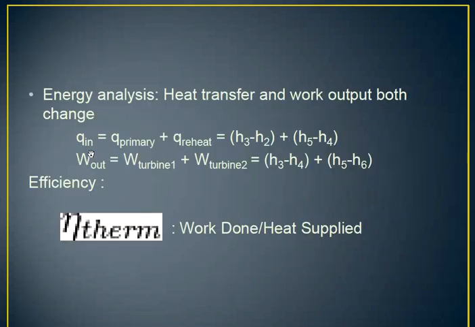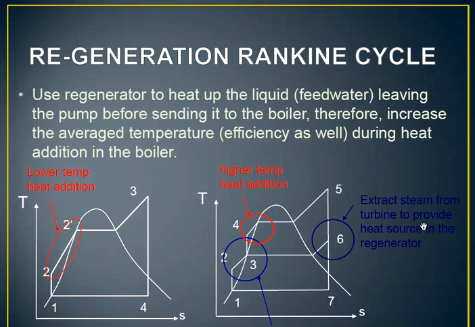So this is the energy analysis. This is Q in, that is Q primary, the initial heat supplied to the steam, plus the reheat heat. So finally you have H3 minus H2 plus H5 minus H4. Work output is the work output of both the turbines, that is H3 minus H4 plus H5 minus H6. So this is the thermal efficiency, work done divided by the heat supplied.